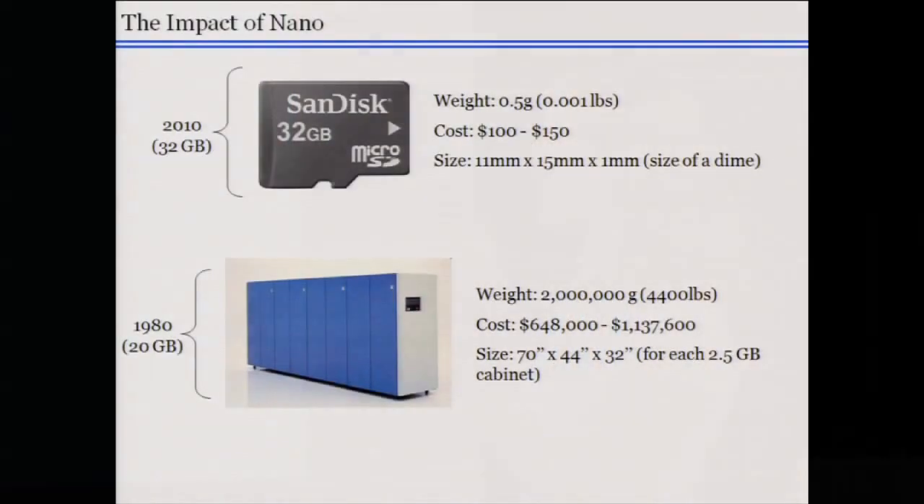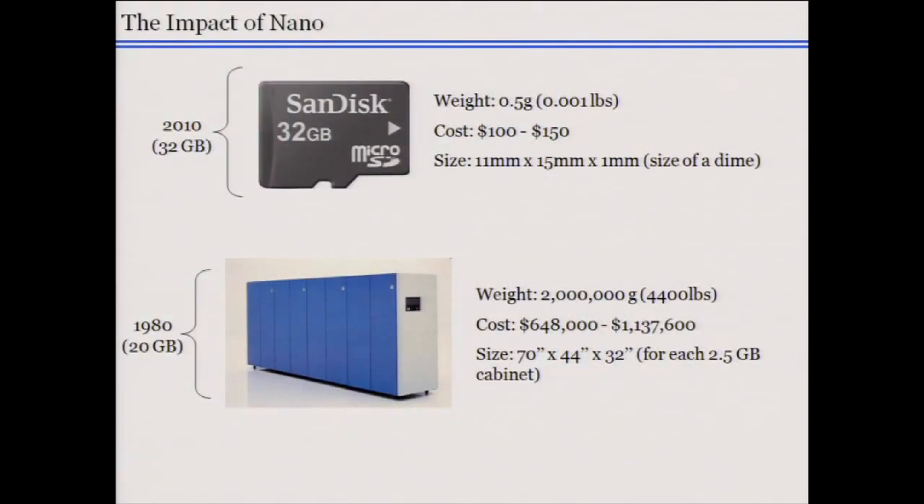So here's a picture. Back in 1980, Intel had to cascade together roughly 8 cabinets, each of which were about 3 feet by 4 feet by 6 feet. It weighed about 4,400 pounds. This unit cost roughly $1 million. And then each 2.5 gig cabinet, like I said, was about 4 feet by 3 feet by about 6 feet. So the size of the micro SD SanDisk card would be about the size of the little red button here that corresponded to the on-off switch. So computing technology has come a long way.